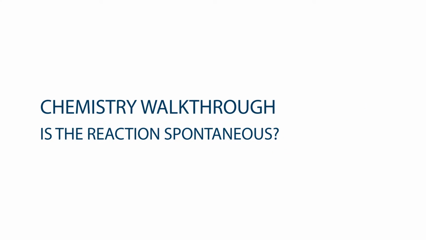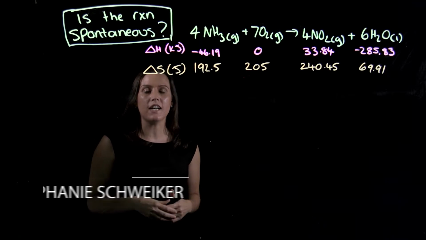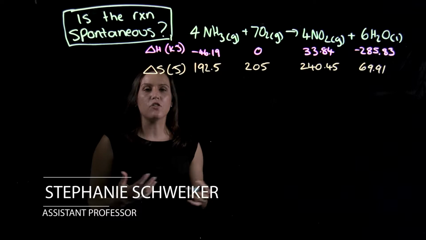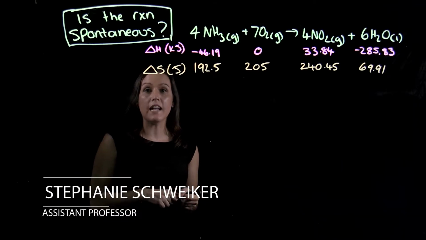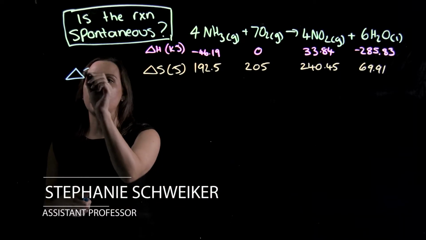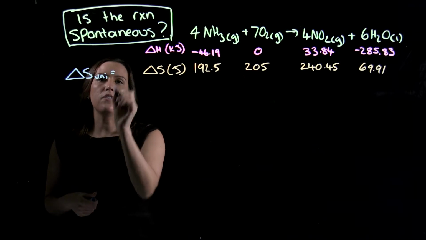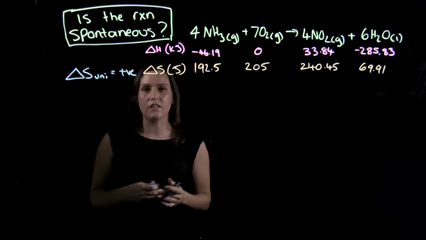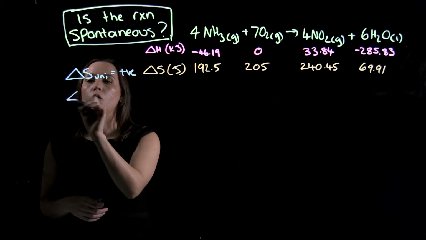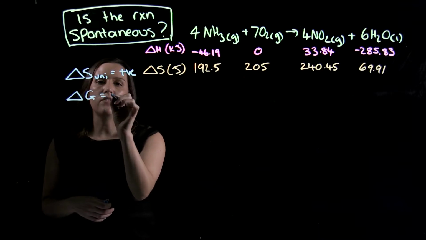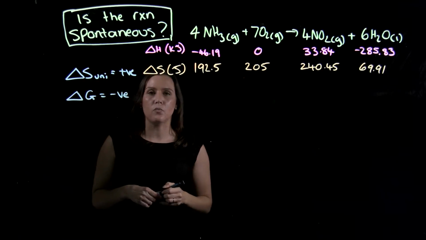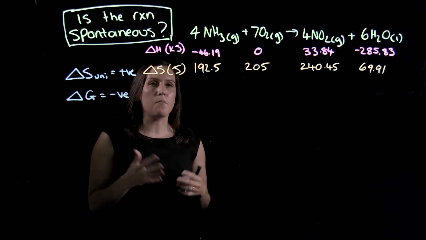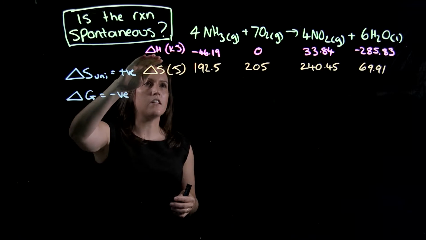So today on the lightboard we're going to be looking at spontaneous reactions. We've got our example here that was in the lecture, and there's two ways that you can work out whether a reaction is spontaneous or not. You can work out the delta S of the universe, and if that is a positive value, it's spontaneous. If it's a negative value, then it'll be non-spontaneous. Or you can work out the delta G, and if the delta G is negative, then it would be a spontaneous reaction.